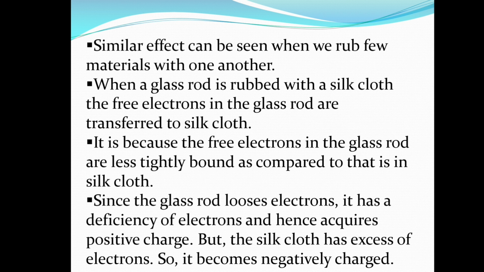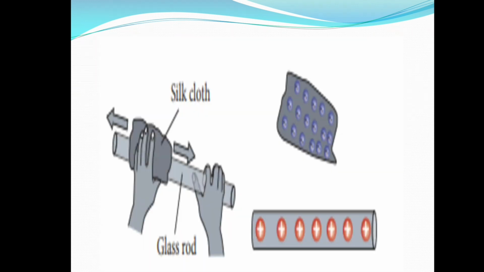So when a glass rod is rubbed with silk cloth, the glass rod loses electrons and gains a positive charge. But the silk cloth will have an excess of electrons, so it will become negatively charged. You can observe here in the picture, we are rubbing the silk cloth on the glass rod. What happens is the silk cloth has an excess of electrons, so it becomes negatively charged, and the glass rod is getting positively charged.